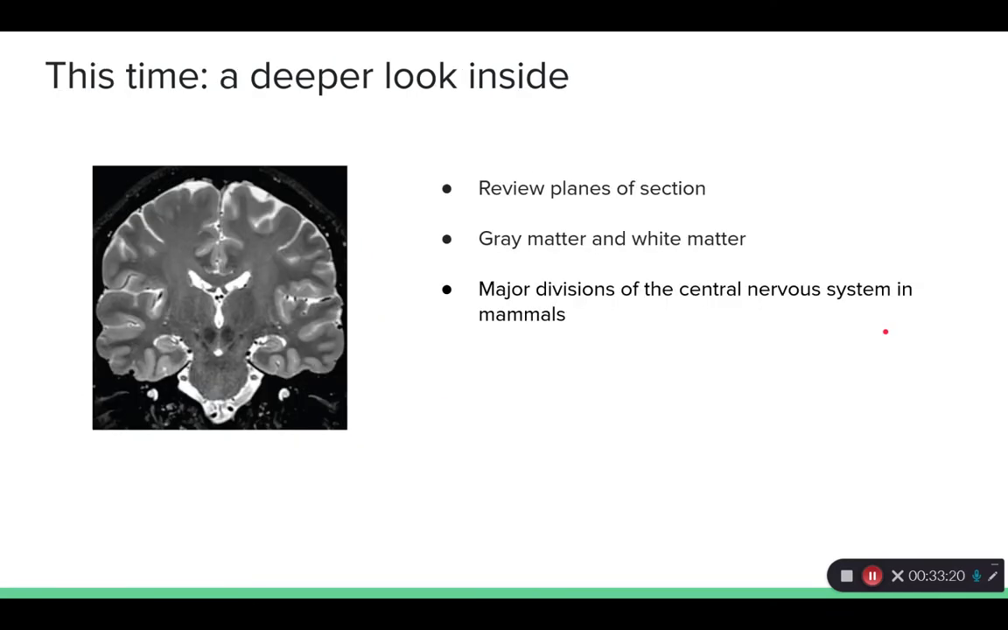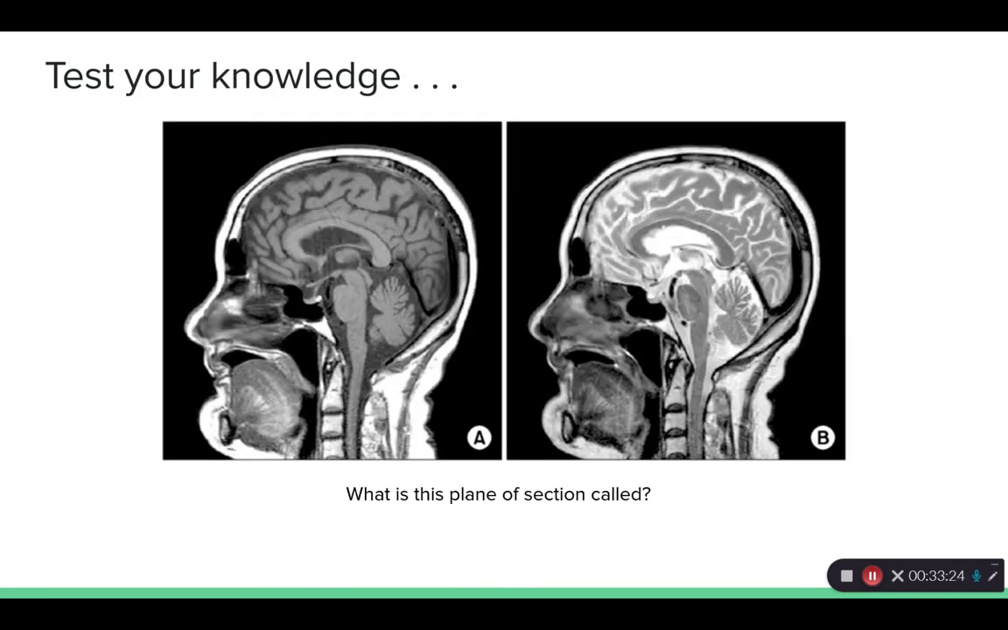All right, so that covers everything I wanted to talk about today. Before we finish, we're just going to do a little quiz, just to see how much you remember. So first off, you should remember that this plane of section that we're looking at here is a sagittal section. And hopefully you remember that it's a mid-sagittal section, which means that we're going straight down the middle, separating the left and right hemispheres equally.